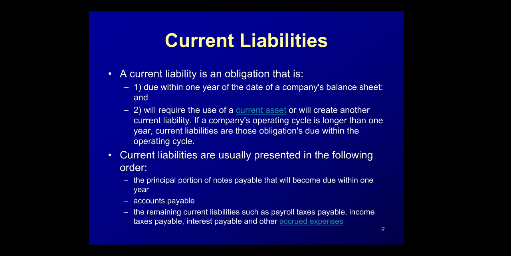Number 2, it will require the use of a current asset or will create another current liability. If a business's operating cycle is longer than 1 year, current liabilities are those obligations due within the operating cycle. This second point says that the business has to pay the liability within 1 year. So basically, a current liability is an obligation or debt that a business has to pay within 1 year.